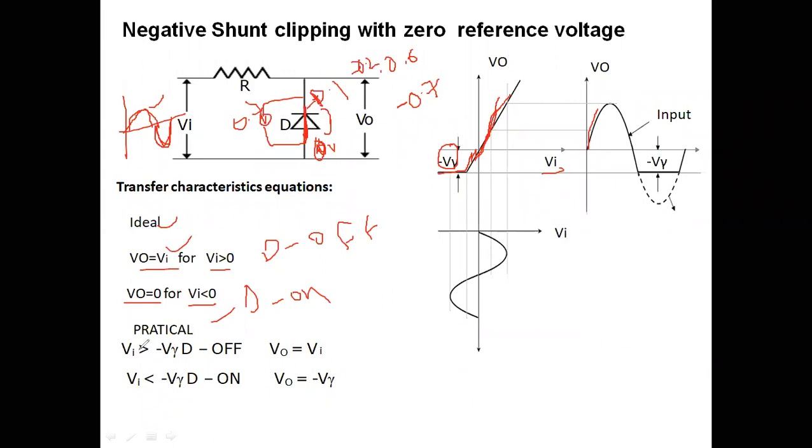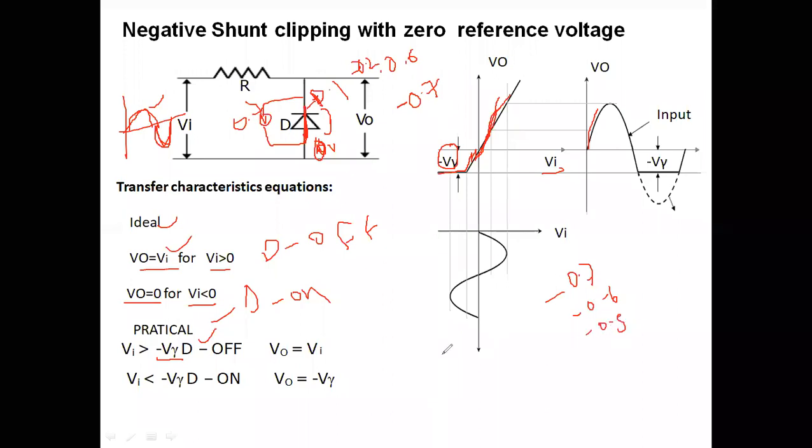If you come to the practical case, practically, if the input voltage is greater than minus 0.7, that means values like minus 0.6. Sorry, negative values: minus 0.7 is smaller than minus 0.6, and minus 0.6 is smaller than minus 0.5.